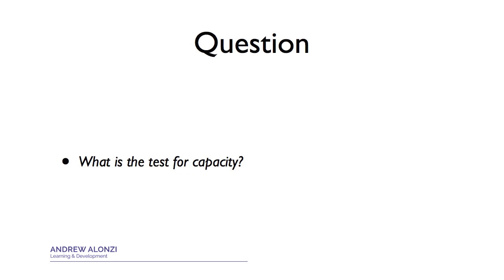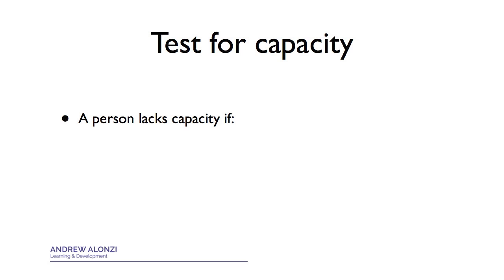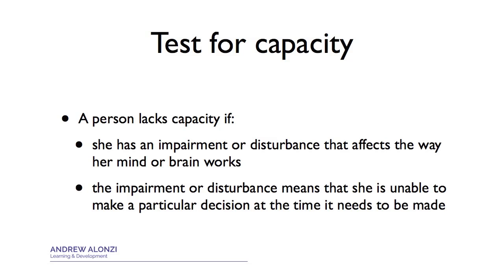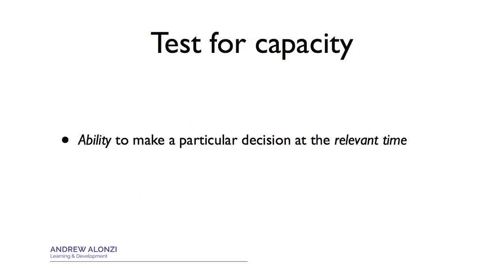What is the test for capacity? There are two stages to deciding this question. The Act says that a person lacks capacity if 1. She has an impairment or disturbance that affects the way her mind or brain works, and 2. The impairment or disturbance means that she is unable to make a particular decision at the time it needs to be made. Your assessment of a person's capacity must therefore be based upon her ability to make a particular decision at the time it needs to be made, sometimes referred to as the relevant time.